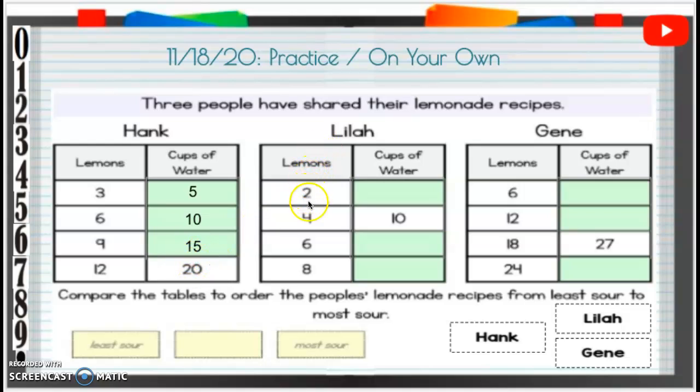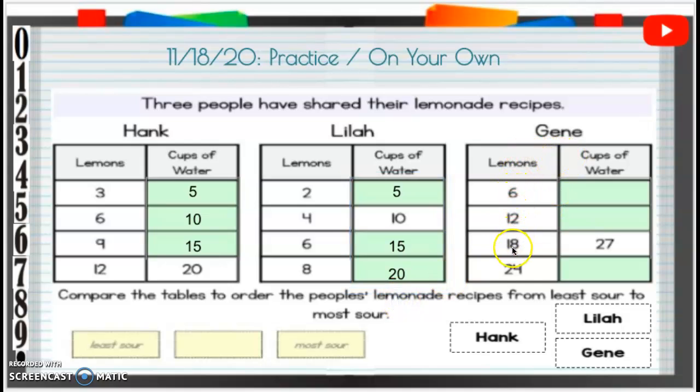All right, lemons here, we have 2, 4, 6, 8. Cups of water, blank, 10, blank, blank. Well, how do you get from 2 to 4? Well, I know 2 times 2 is 4. So what times 2 equals 10? I know 5 times 2 equals 10. So 5, 10, 15, 20. There's the pattern there.